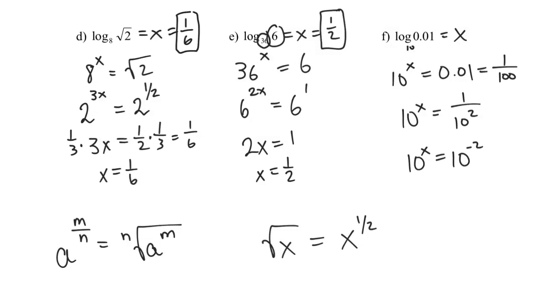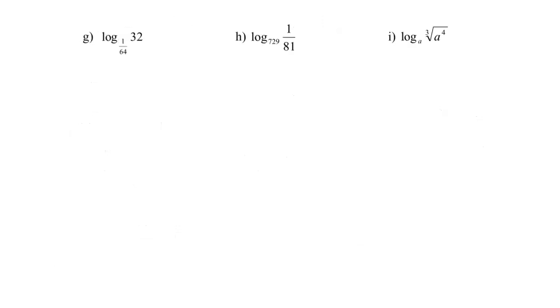And so now the bases are the same, therefore I'm going to set the exponents equal to each other, and I get that x is equal to -2, which means that that expression is equal to -2. Okay, a couple more examples here just to give us a little bit more practice.